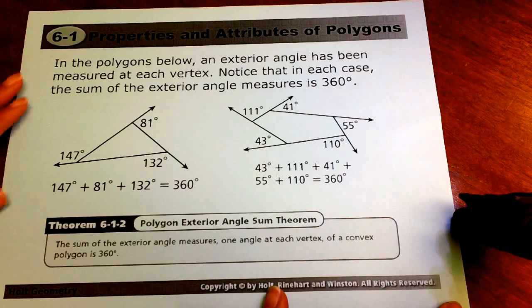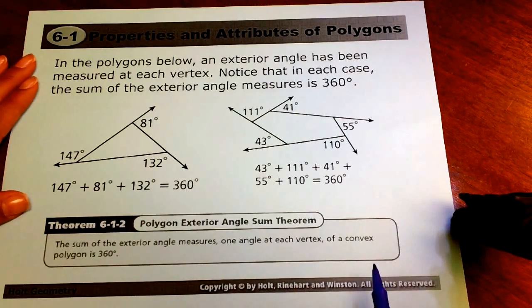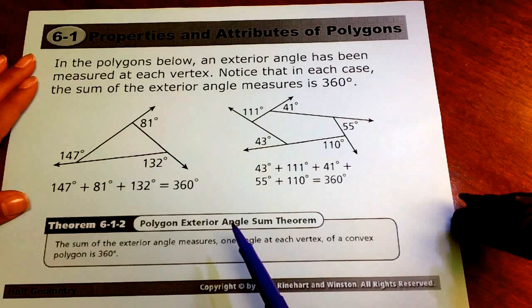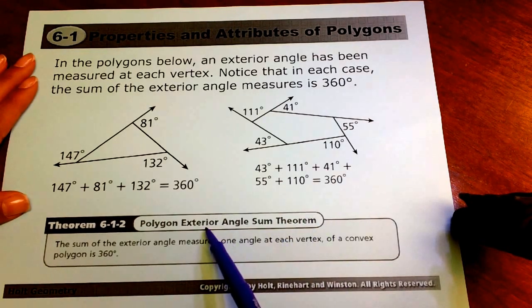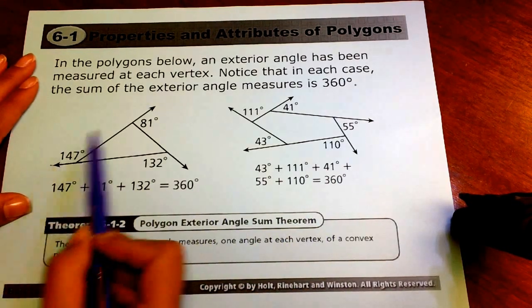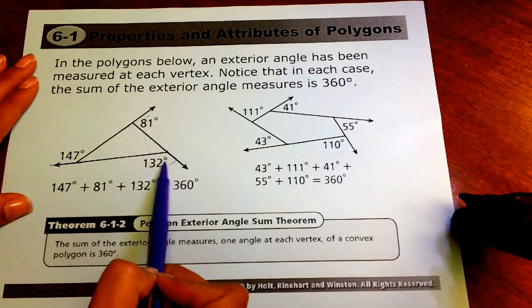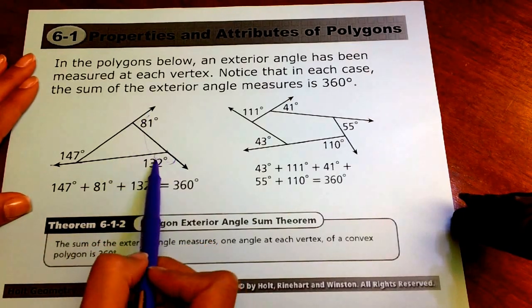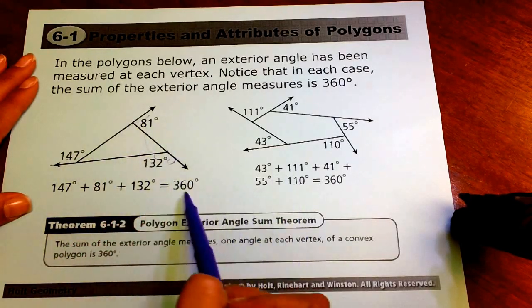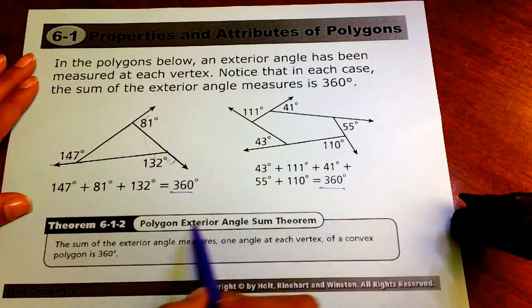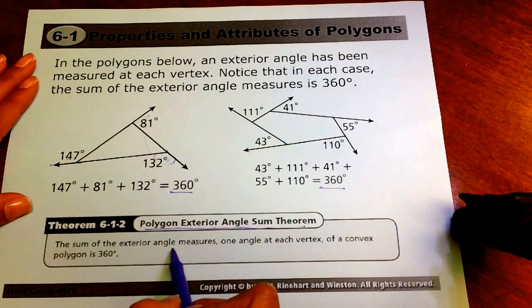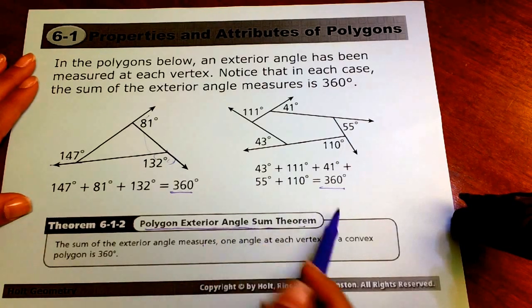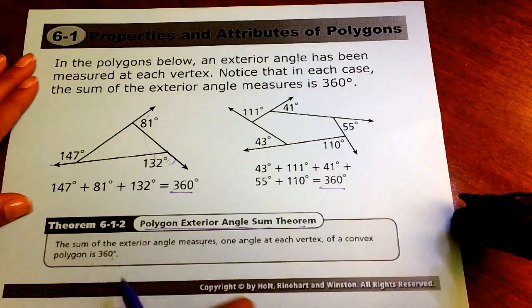Alright, second theorem, last theorem. We're talking about the exterior angles now. So the first theorem that we talked about, the polygon angle sum theorem, is talking about the interior. Now we're talking about the exterior, the outside. So you're extending each of the sides and you're taking that angle that's created on the outside of your polygon. And if you add all of those angles, you'll find that they equal 360. And that's what this theorem says. The polygon exterior angle theorem says that the sum of the exterior angles, so long as it's convex, is going to be 360.